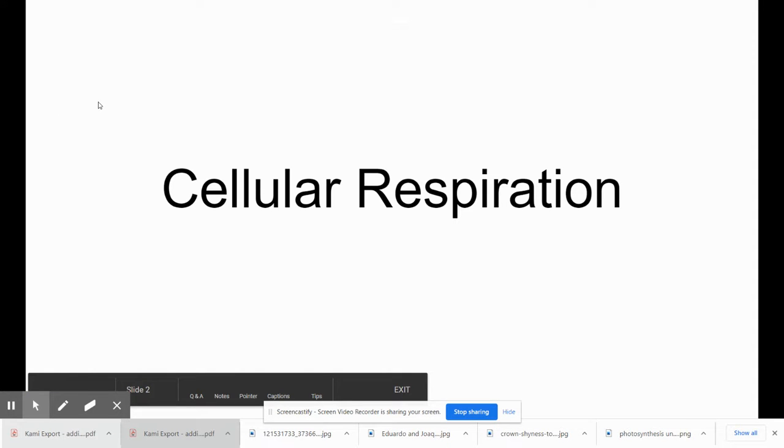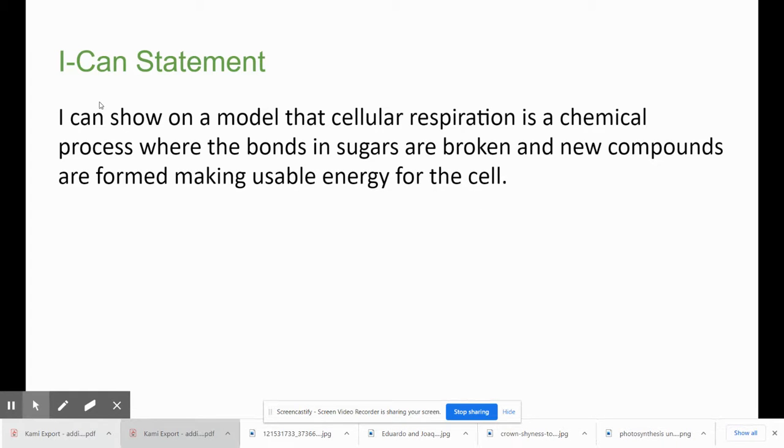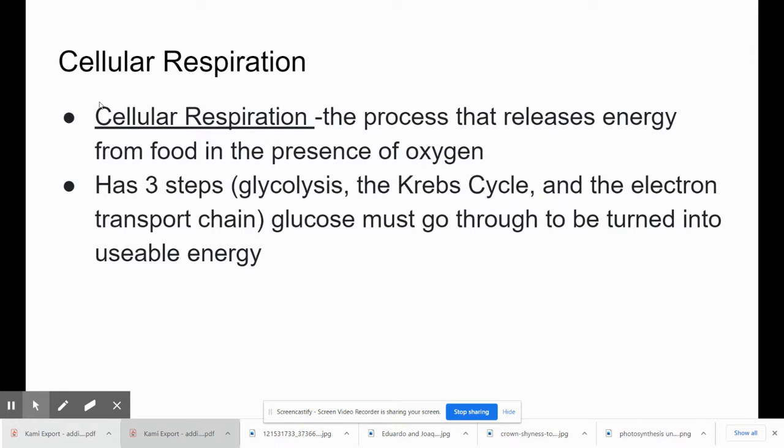Hey guys, so we are talking about cellular respiration today. From this, what you want to be able to do is show on a model that cellular respiration is a chemical process where the bonds in sugars, such as glucose that we talked about in photosynthesis, are broken and new compounds are formed, making usable energy, otherwise ATP, for the cell.